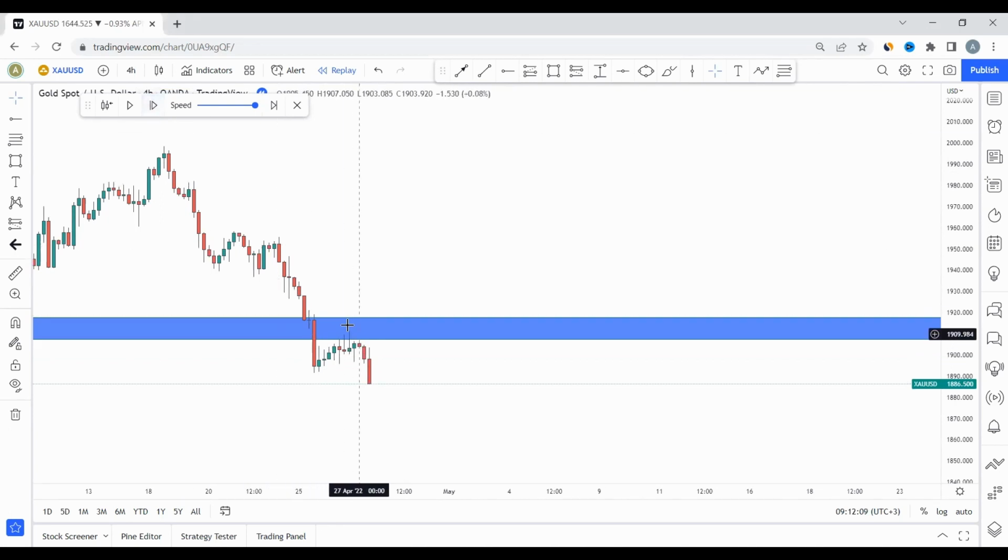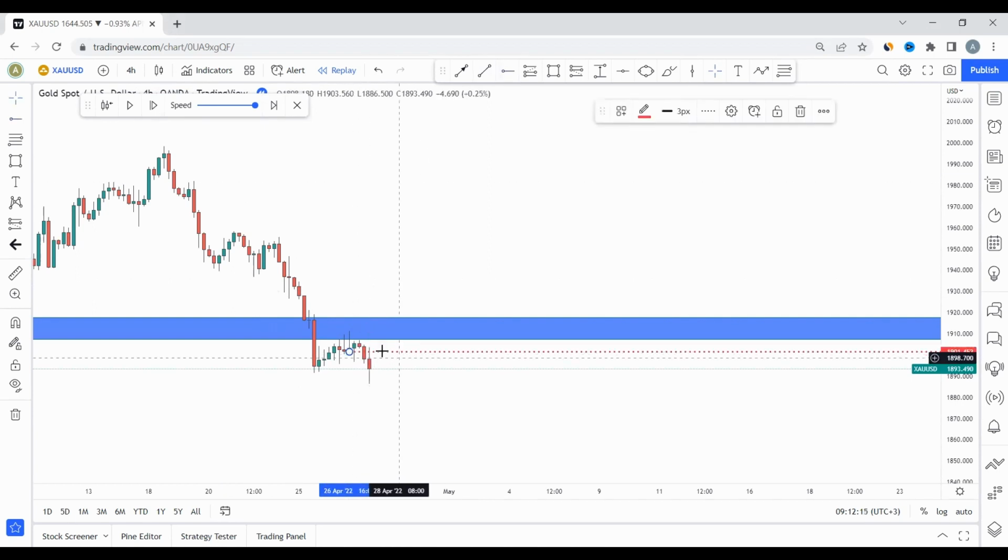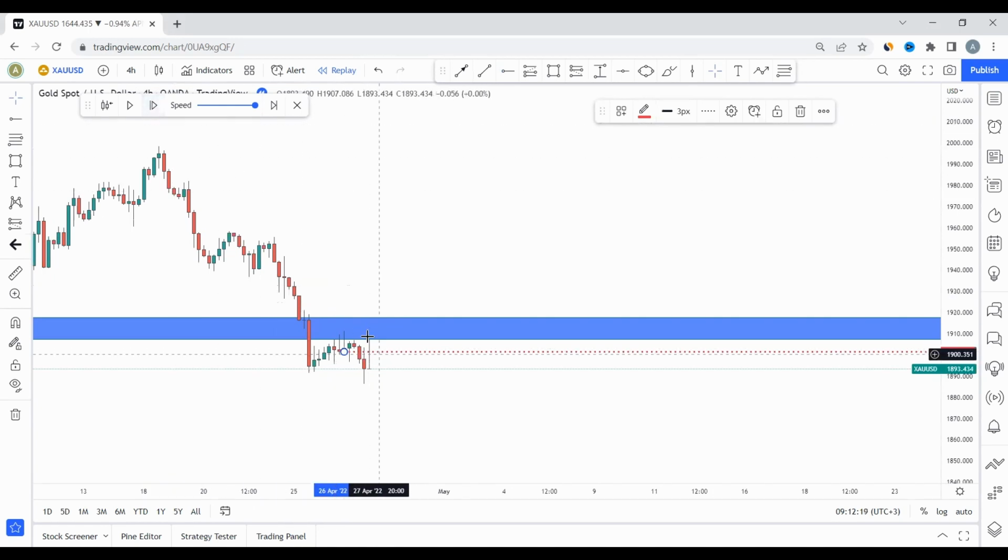Now, what do we have? Now we have a double top here. After the market giving me this double top, what do I want? I want the market to come back to the neckline here. Then I can be able to take my trade. So let's see if the market comes back. The market came back and it was rejected.